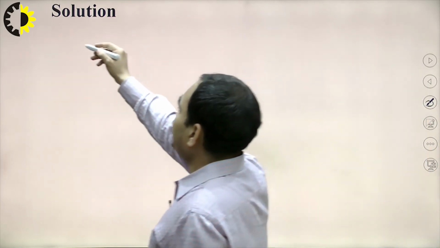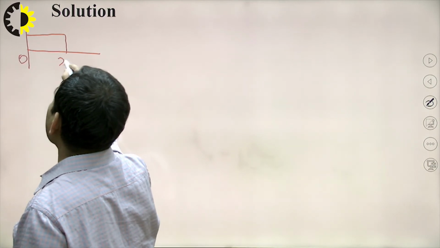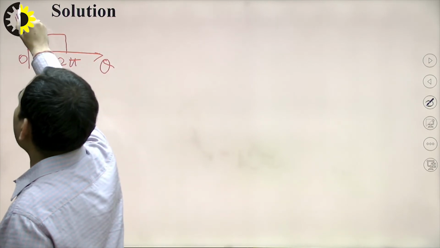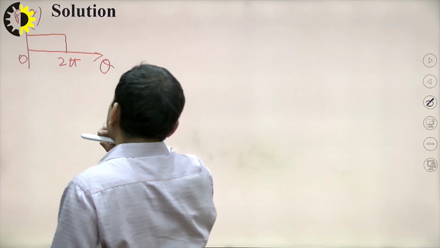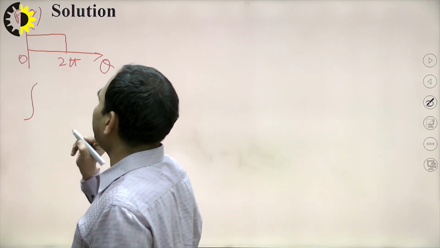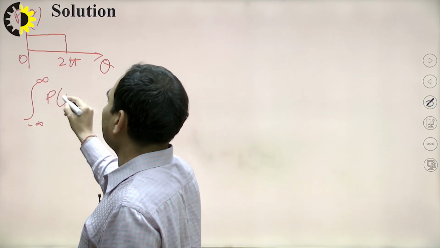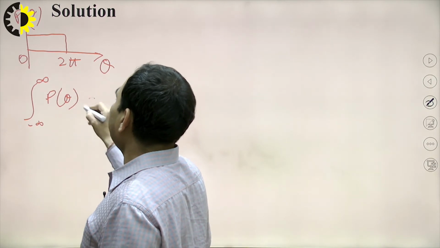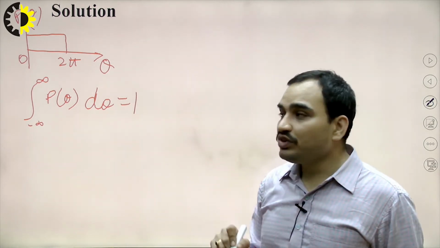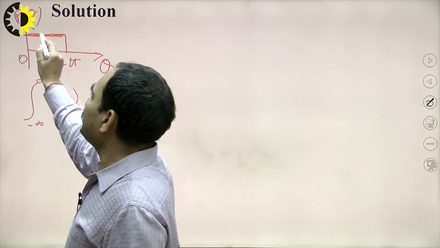So we know that according to the uniform distribution it is constant over the interval 0 to 2 pi, and this distribution is given by p of theta. Now how can we find it? We can use the identity of the probability that the integral from minus infinity to plus infinity of p of theta d theta, the sum of the probability, is equal to 1. Here we know that this function is uniformly distributed, meaning it is constant.